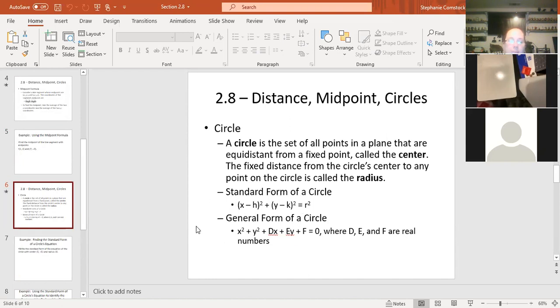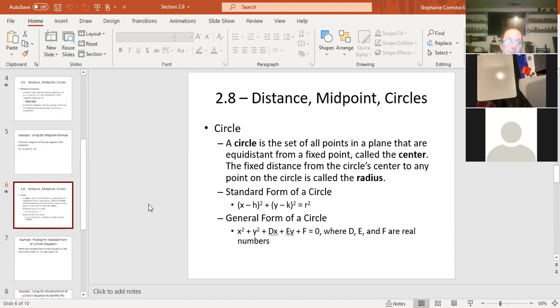Also, the y minus k is in a set of parentheses, so it's also going to do the opposite of what you think it's supposed to do. Y is our up and down. If you have y plus 4, normally we would think plus is up. It actually moves it down 4 spots. And if I see y minus 7, instead of going down 7, it's actually going to go up 7.